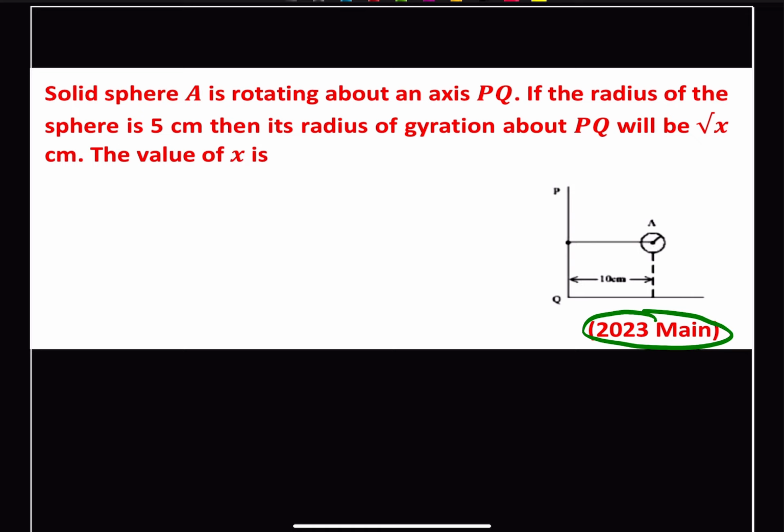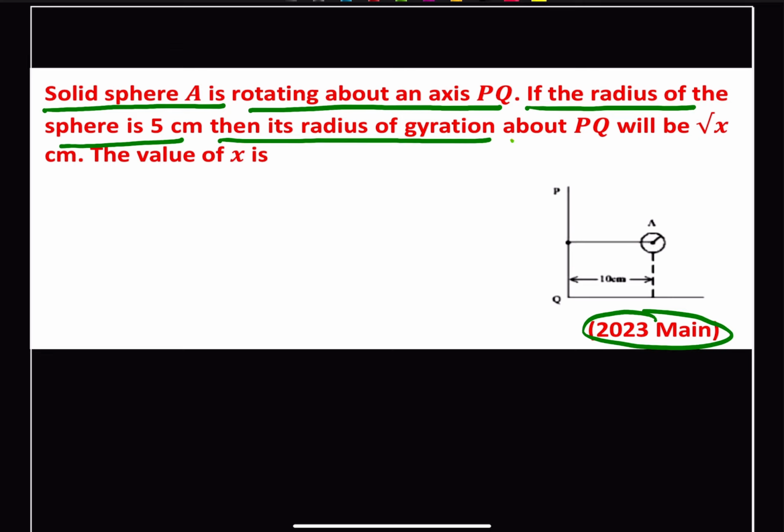So in the first question, a solid sphere A is rotating about the axis PQ. If the radius of the sphere is 5 cm, then its radius of gyration about PQ will be square root of x centimeter. The value of x is? So a sphere is given to us. We have sphere A, it is rotating about this PQ, and the center distance of the sphere is 10 centimeter and the radius of the sphere is given as 5 centimeter. So we are supposed to find out the radius of gyration.